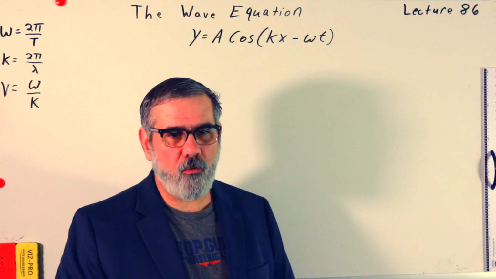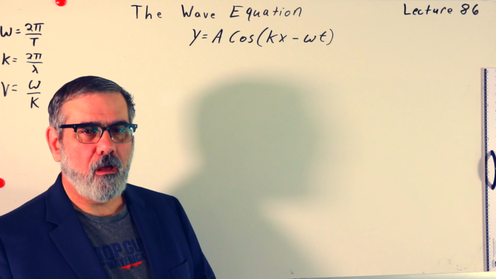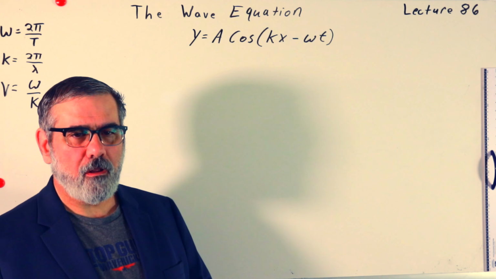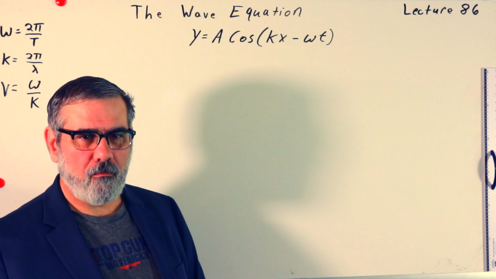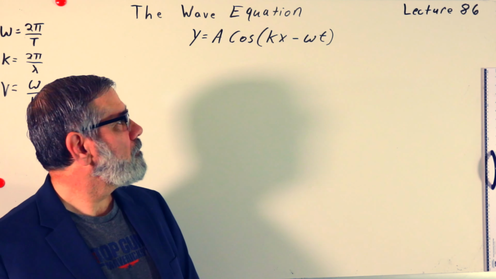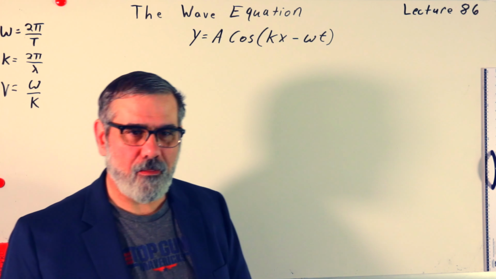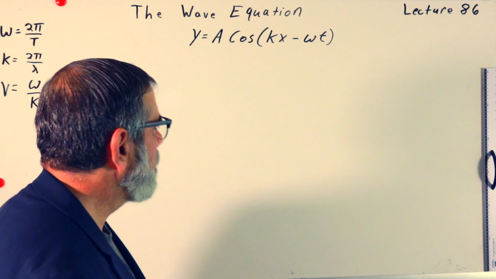But how would I change this if I wanted to make it travel to the left? If instead of traveling to the right, I want to make it travel to the left, do you want to see the simple thing we have to do? Change the minus to a plus. Yeah, we change the sign of this, right? Now we make it travel the other way. Good.